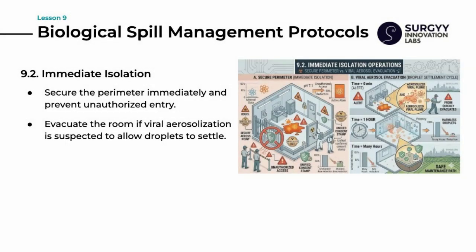Immediate isolation is the focus of Lesson 9.2, representing the first active step in spill response. You must secure the perimeter immediately and prevent unauthorized entry to ensure that bystanders do not accidentally track the material through the facility or become exposed themselves. Furthermore, it is mandatory to evacuate the room if viral aerosolization is suspected. This evacuation allows droplets to settle out of the air and onto surfaces, which significantly reduces the inhalation risk for the response team. Waiting for this settling period is a critical safety measure before any physical cleanup or containment begins.